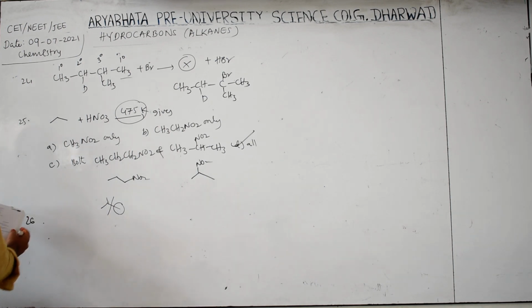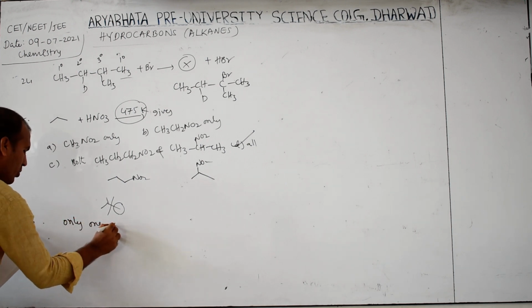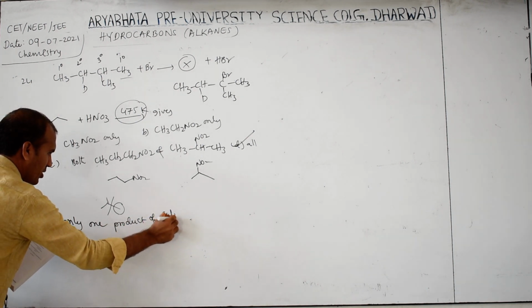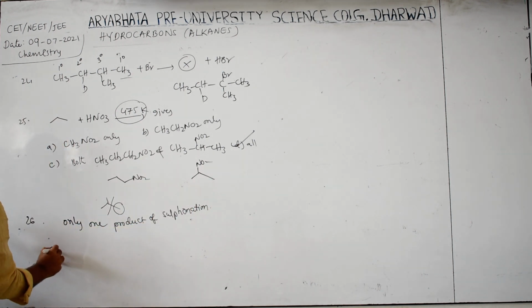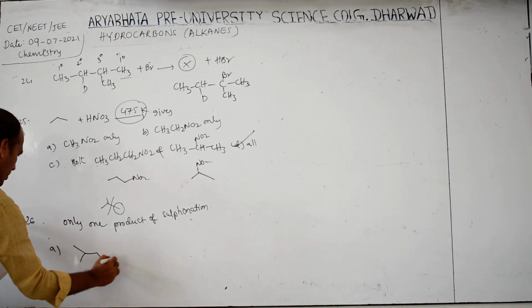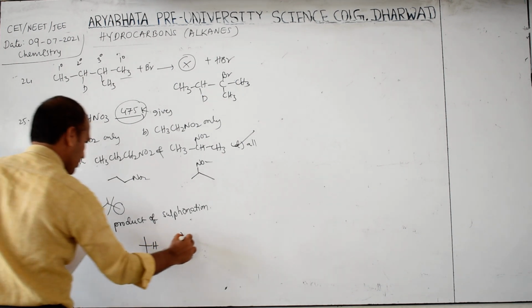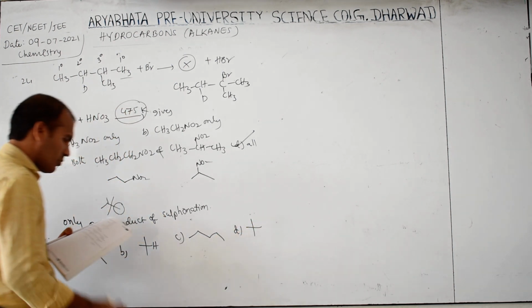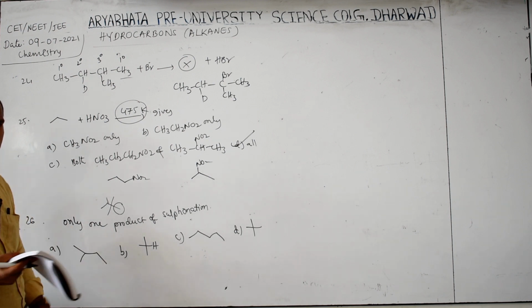26. Sulfonation of which of the following forms only one product? Only one product of sulfonation. Option A, option B, option C, option D. Come on. Which one forms only one product?